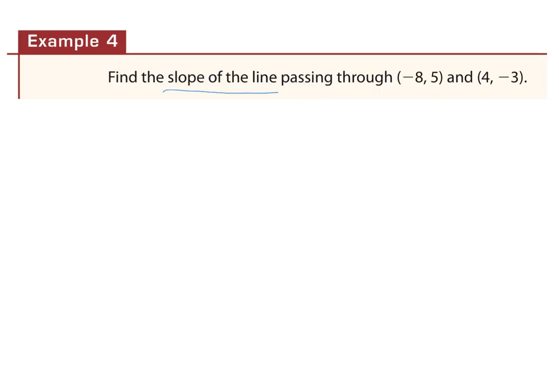Find the slope of the line passing through. You're going to do the same thing. Label these x1, y1, x2, y2. And you just need to subtract.